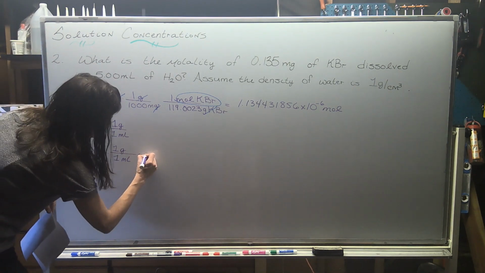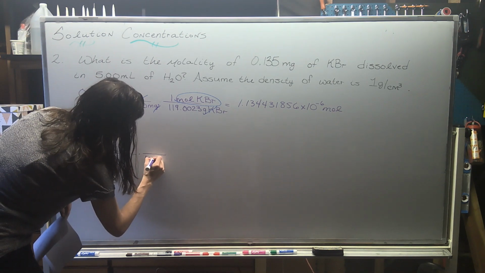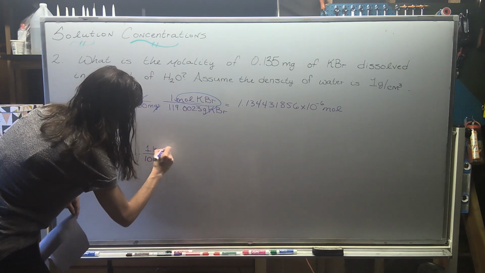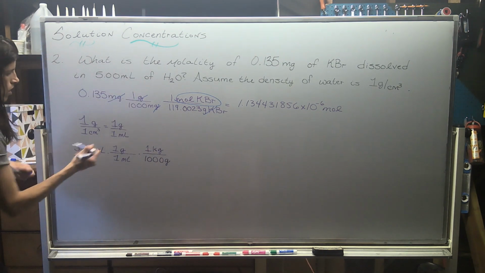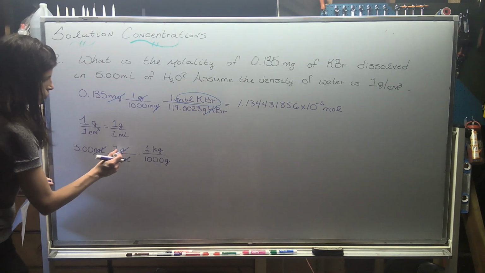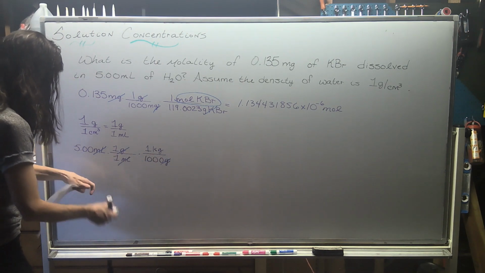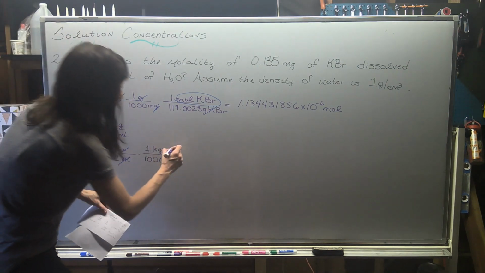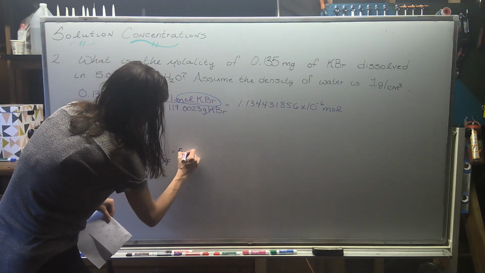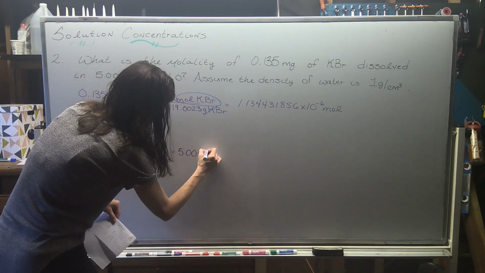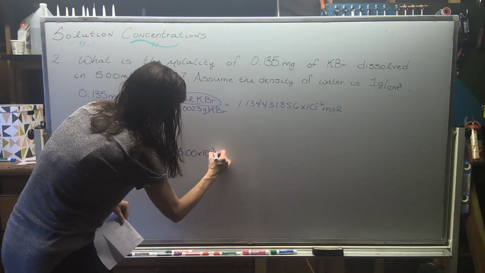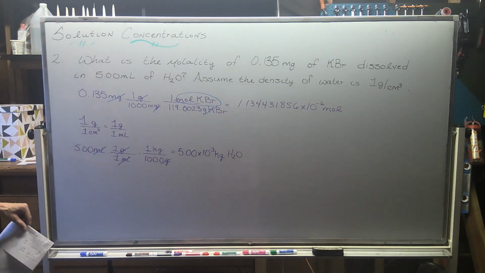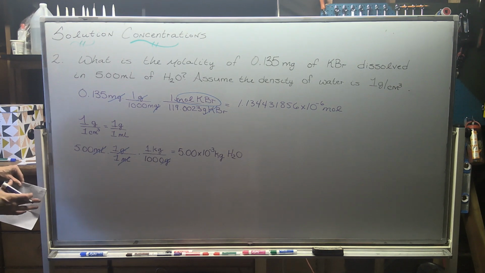We need this in kilograms though. So I'm going to do 1,000 grams in 1 kilogram. And then milliliters cancels milliliters, grams with grams. And at this point, we're left with 5.00 times 10 to the negative 3rd kilograms. So to finish up this problem, now I'm ready to plug it into the molality equation.